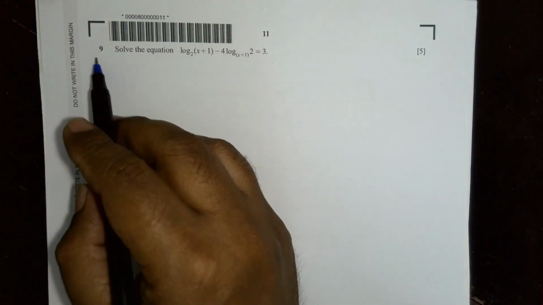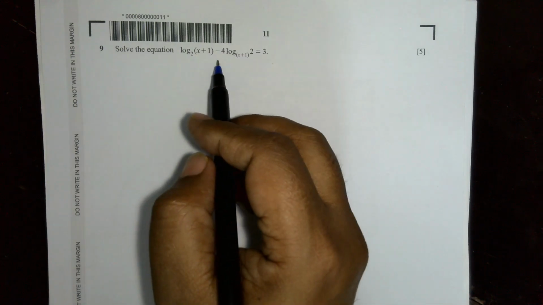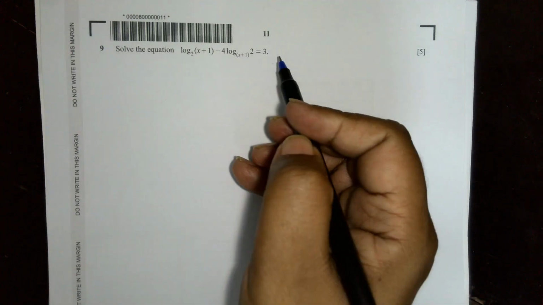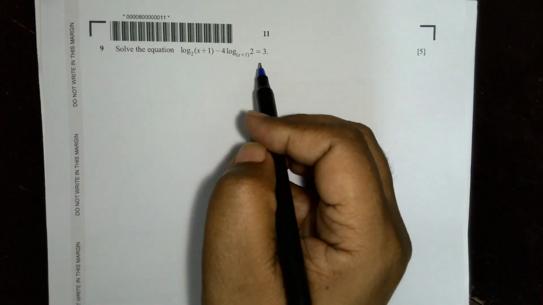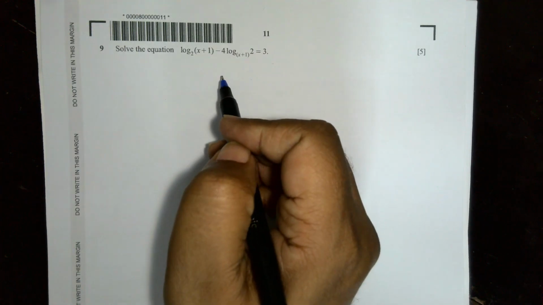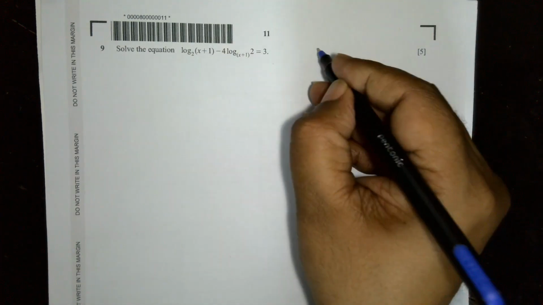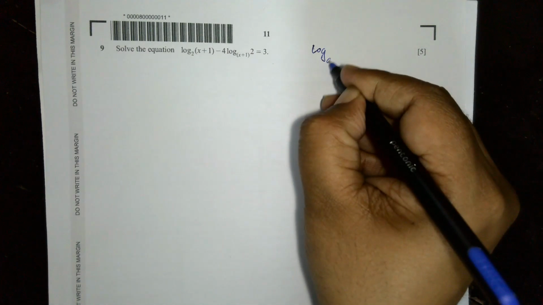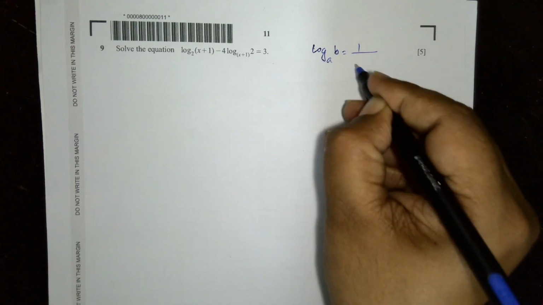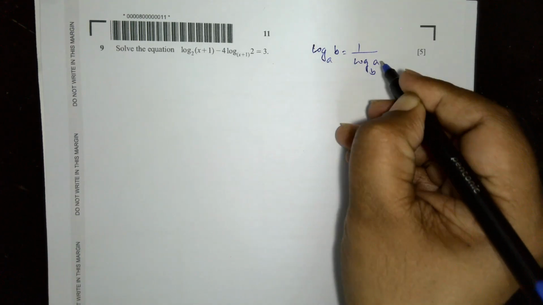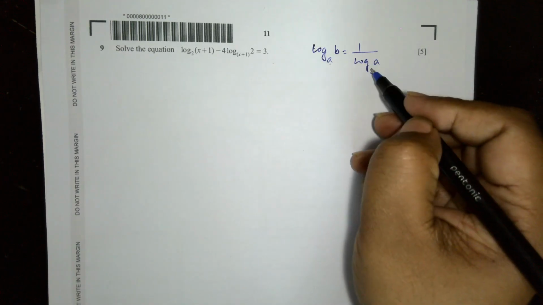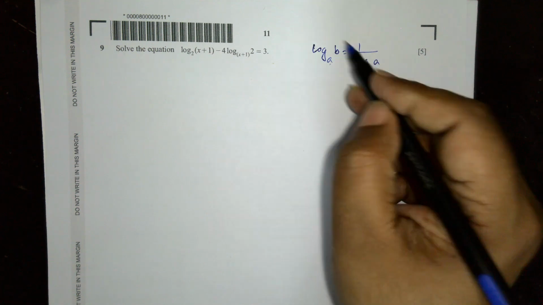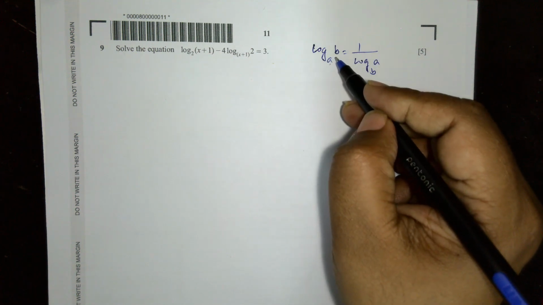Now we'll be solving question number 9, and it's clearly seen that this question belongs to logarithms. Do you know this rule of logarithms? Log a base b can be written as 1 over log b base a, where the base and the argument swap places and it becomes the reciprocal of its own term.